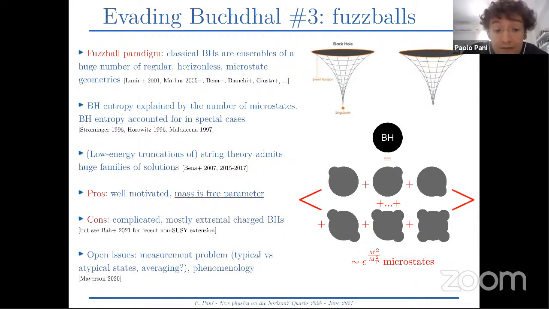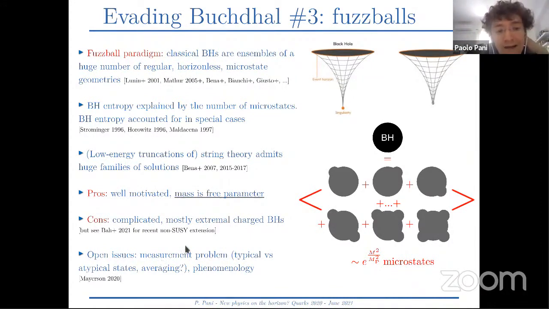This model has several interesting properties. One is that it's well motivated. It arises from a consistent theory, string theory, or low-energy supergravity approximations. And most importantly, the mass of the solution in this model is a free parameter, while in boson stars it is not. Once you fix the scalar potential, the maximum mass is fixed. Here it is really a free parameter, like in the black hole case. So you can explain in principle all black holes in the universe with this paradigm.